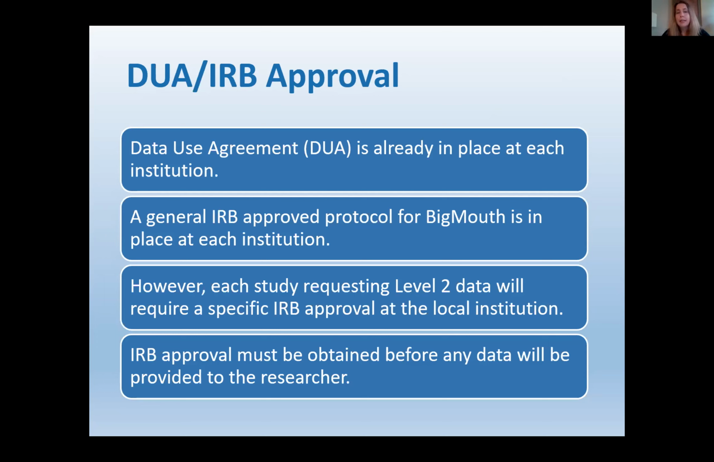However, each study where you want to request this level 2 access will require a specific IRB approval at the local institution. So generally, once the committee review has happened and it's in good shape and we think it's ready to go, we would make sure that you also have IRB approval at your institution, and then it could go to UT where they'd be able to extract the data for you.